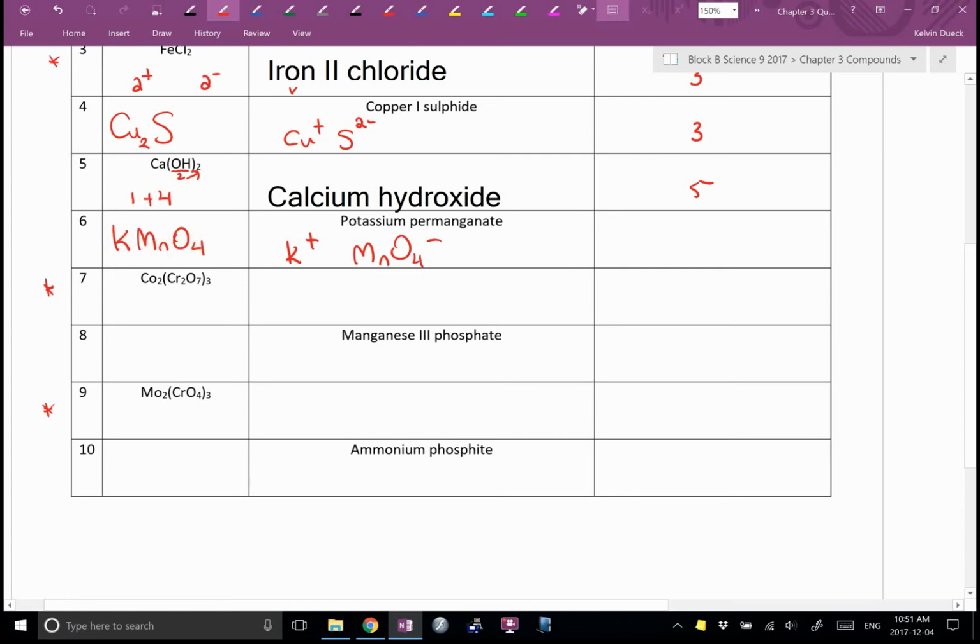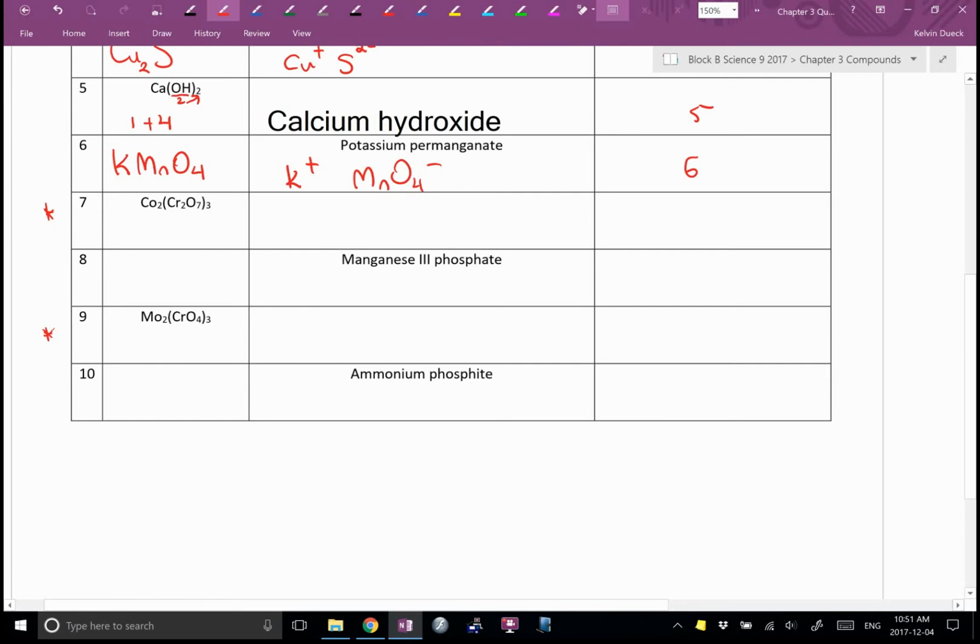KMnO4. You could put the MnO4 in brackets. It's not required in this case because how many MnO4s are there? 1, so the brackets are redundant. How many atoms? 1 K, 1 Mn, 4 O's, 6. Again, 1 mark for the K, 1 mark for the MnO4, 1 mark for the 6.